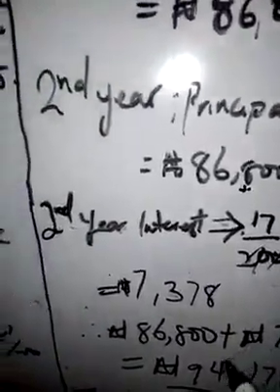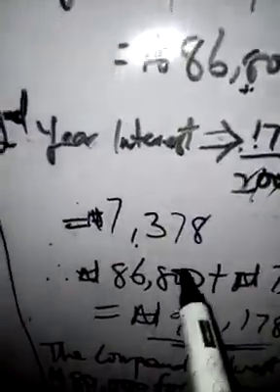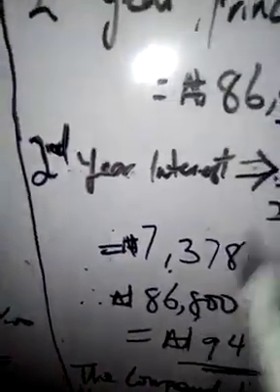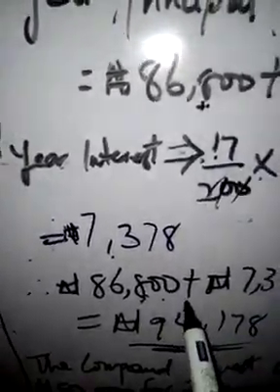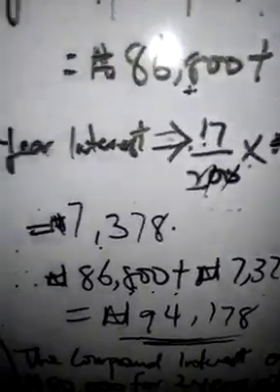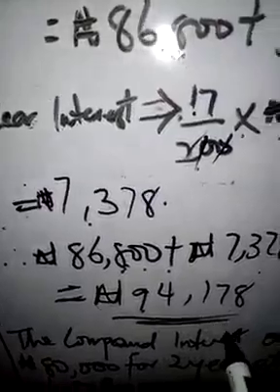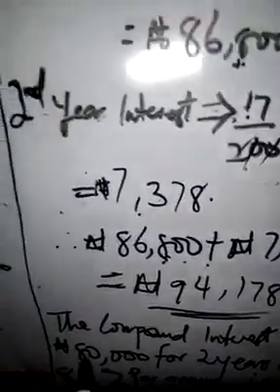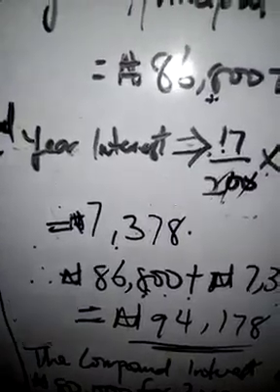434. So 434 by 17 will give us 7,378. So now add the principal from the previous first year, which is 86,800, plus the interest that we got, 7,378. When you add it together, you have 94,178 naira. The compound interest on 80,000 for 2 years at 8.5% per annum is what?